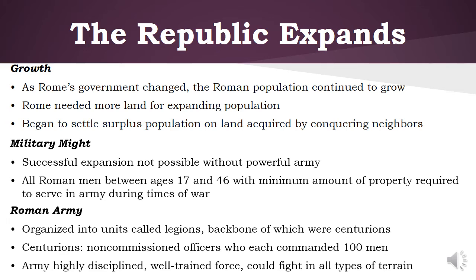The Roman army is going to be divided into what are called legions, and the legions were the backbone of the army. And at the head of each legion is going to be a centurion. A centurion is a non-commissioned officer. So each legion consisted of 100 men, and at the head of each 100 men would be the centurion.